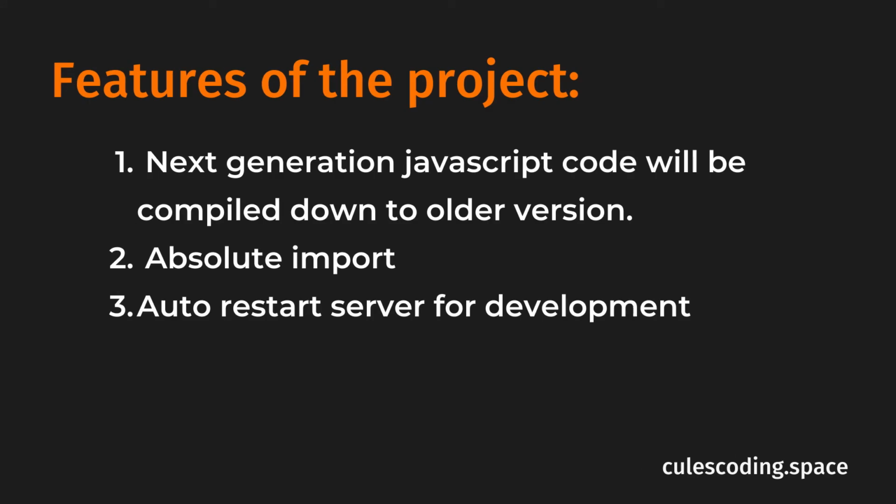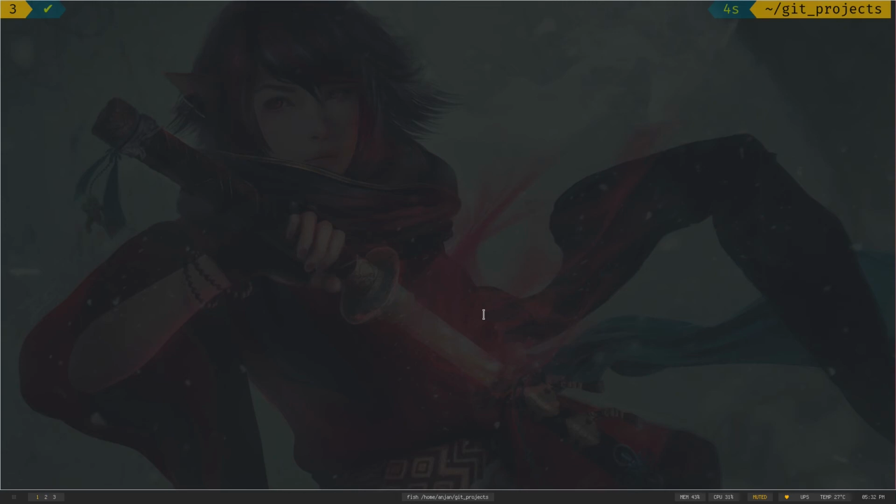Okay, so the third thing that we want is we always want to restart our server automatically for development. Okay, so without further ado, let's get started. So in here, I'm just going to create a directory, mkdir node.js setup. So let's cd into the folder. And now we need to initialize our package.json file. So yarn init -y.